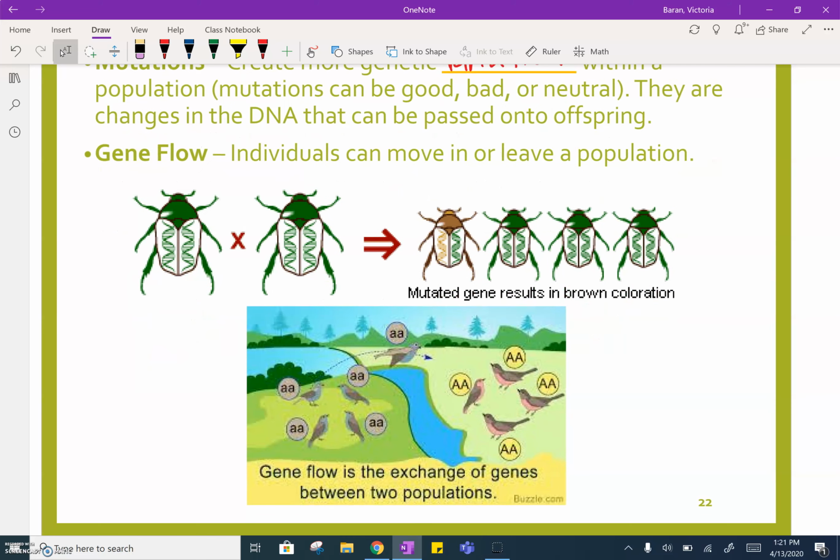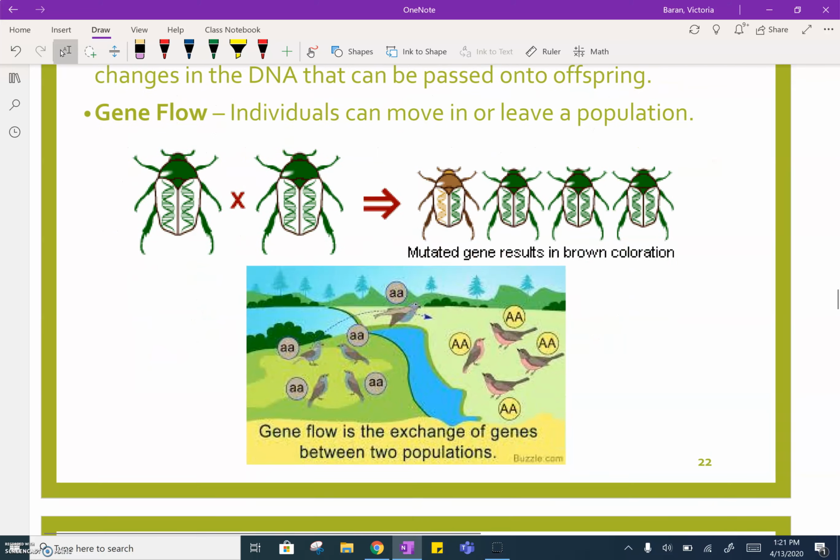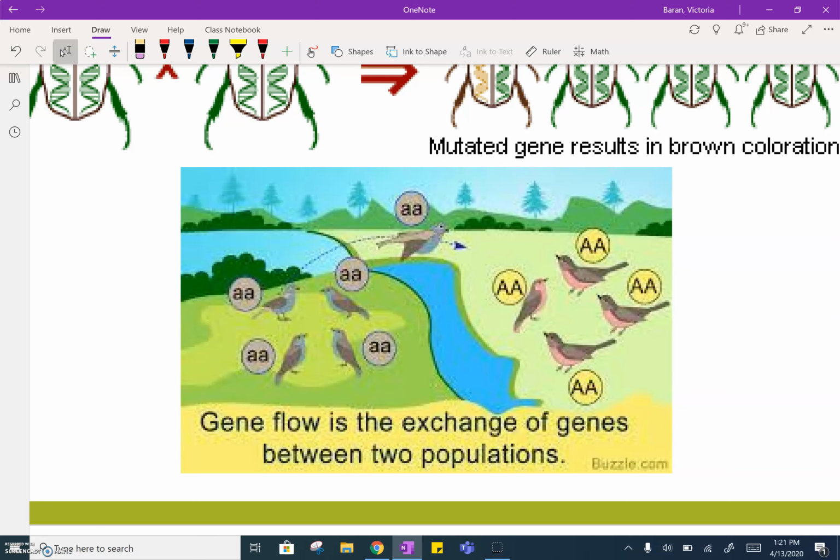Now, the next one is gene flow. So this is simply organisms of the same species, because the same species can breed with each other to create fertile offspring. So the only difference is they just vary in their phenotype. They have different traits. So in this case, maybe we have some birds that are blue in color, and then we have some that are red in color. Now, populations are the same individuals living in a certain area.